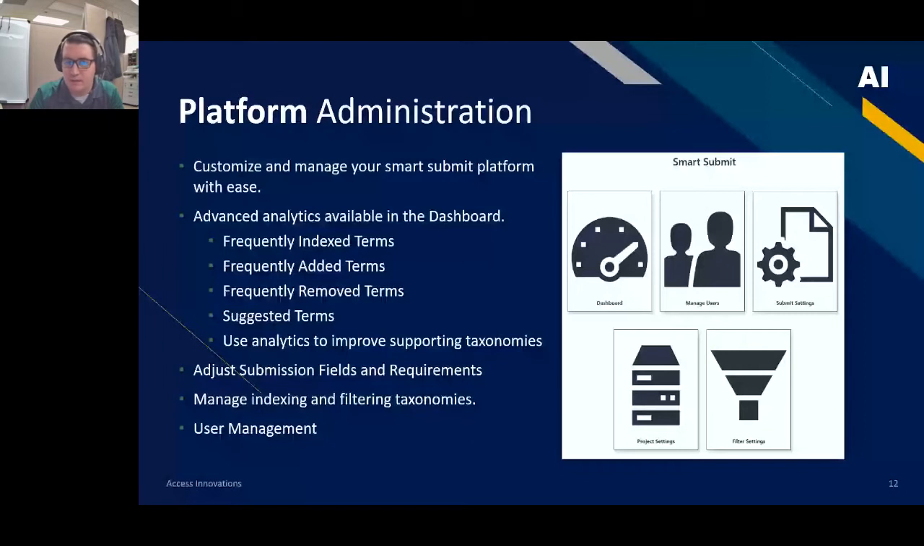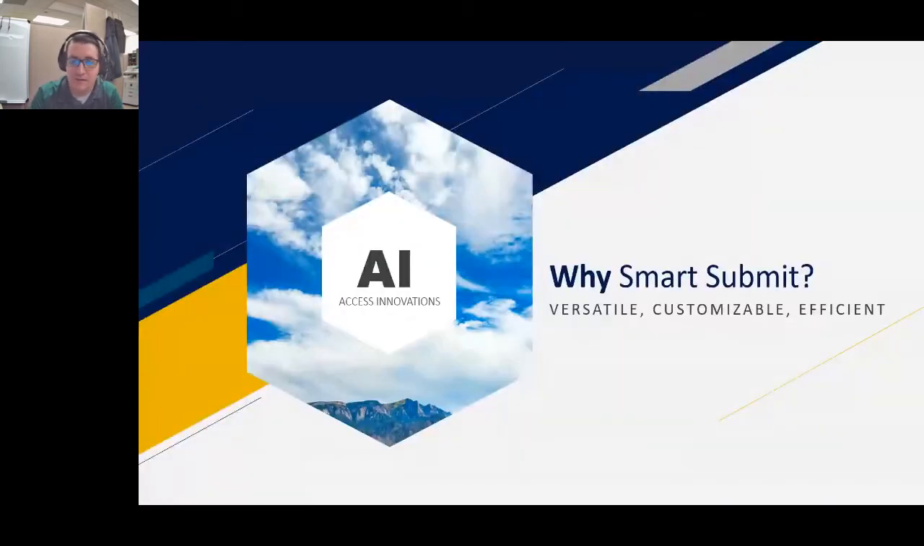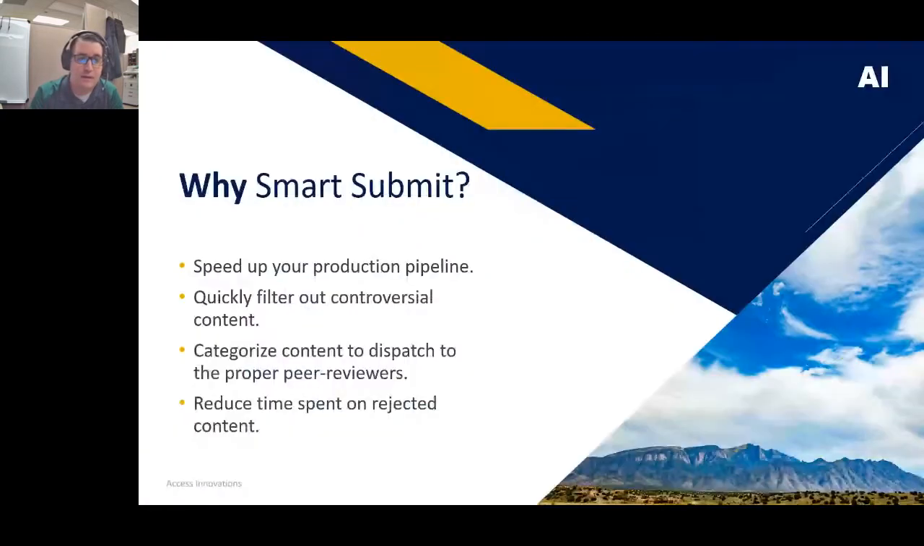Why would you want to use Smart Submit? Well, it's versatile, customizable, and it's very efficient. It could help speed up your production pipeline, quickly filter out any controversial content, categorize content and dispatch it to the proper peer reviewers, and reduce the time spent on content that you don't want published.